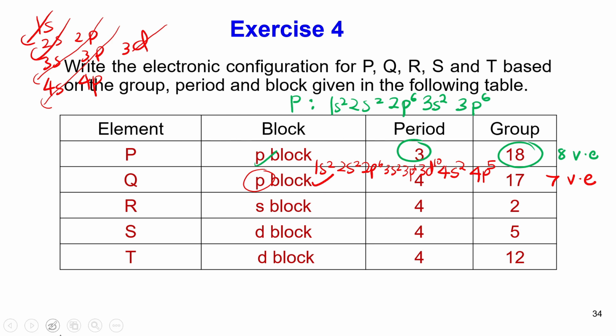For element R, we have S block, meaning it ends in s, and period 4. So 4s. Why 4s? Because it is period 4, S block. Group 2 means 2 valence electrons, so 4s2. The electronic configuration starts with 1s2, 2s2, 2p6, 3s2, after 3s, 3p6, after 3p6, 4s2. This is the electronic configuration for R.